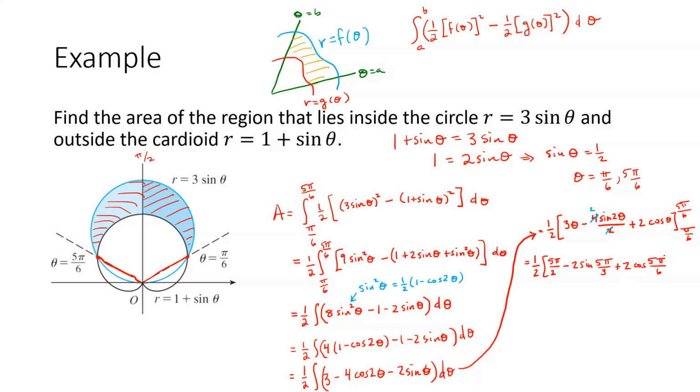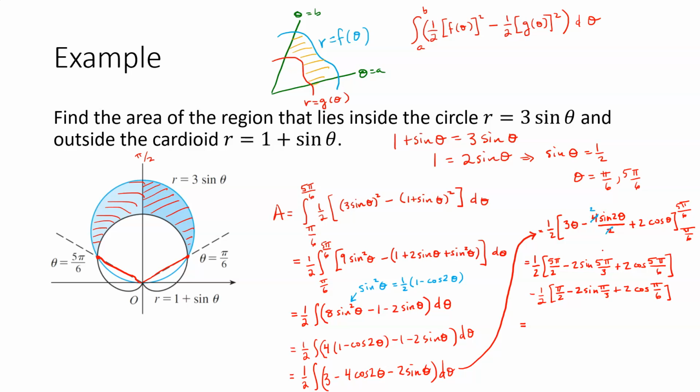So we have to evaluate each of those, but then we also got to subtract all this evaluated at pi over 6. So we have 3 pi over 6, which is pi over 2, and then 2 sine of 2 times pi over 6, which is pi over 3, plus 2 cosine of pi over 6. And then a little bit of simplifying here to get our final results.